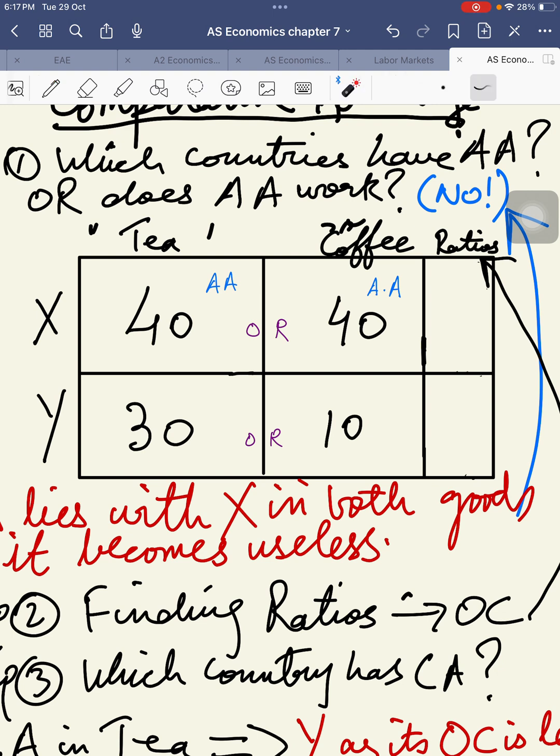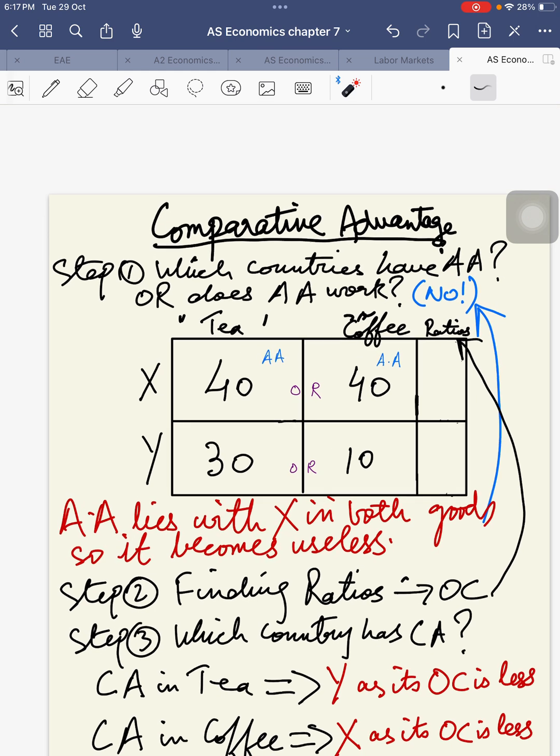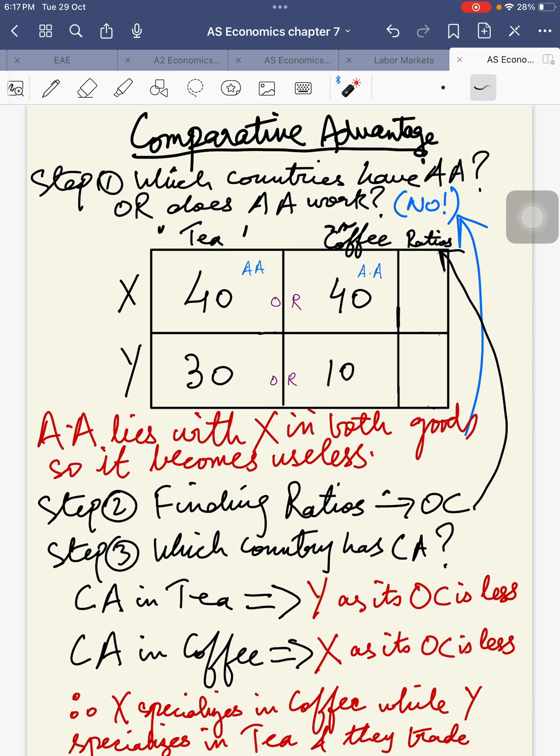So, country X also has an absolute advantage in the production of coffee. This is where the theory of absolute advantage fails, because one country has an absolute advantage in the production of both goods. This cannot mean that one country will specialize in the production of both goods and the other country will just import. That is not possible, right? So now we need another theory, and that is the theory of comparative advantage.